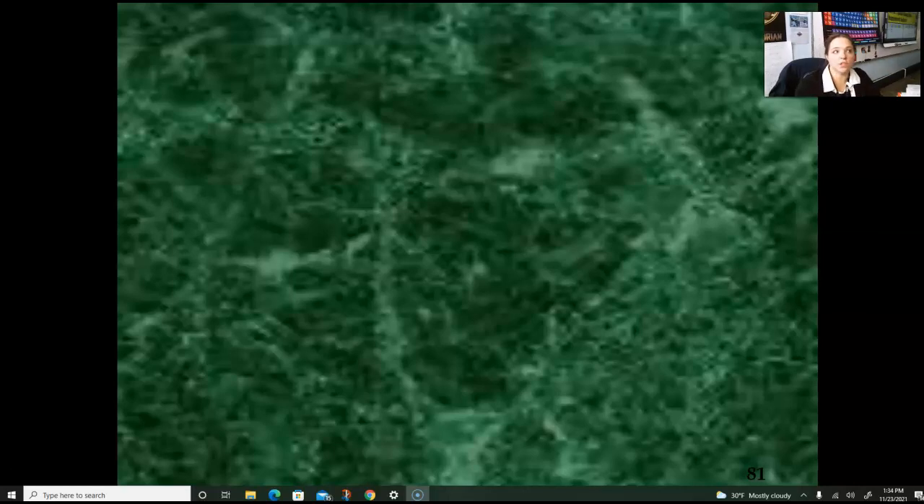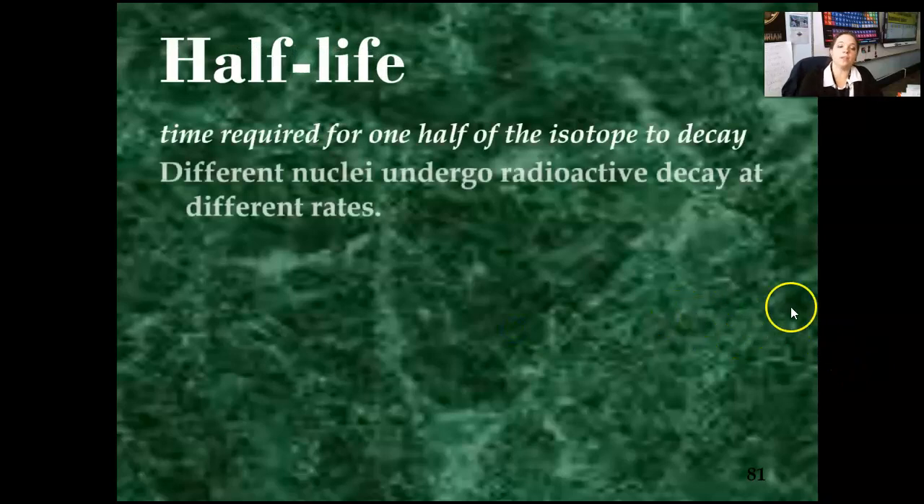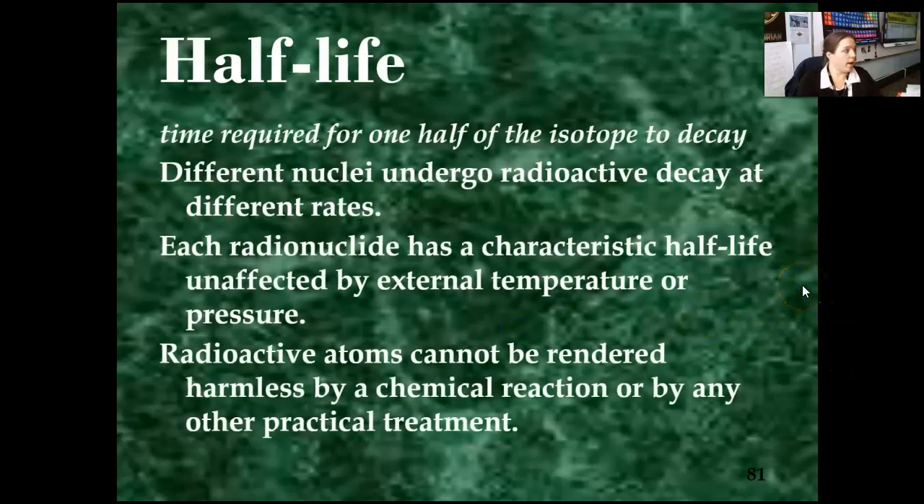Okay, so we just finished looking at the different types of radioactive decay and what that looks like in a formula. So now we're going to add a little bit of math to it. And it's not that hard. You can do this. All right, so the math is half-life. A half-life is the time required for 1/2 of the whole entire amount of isotope to decay.